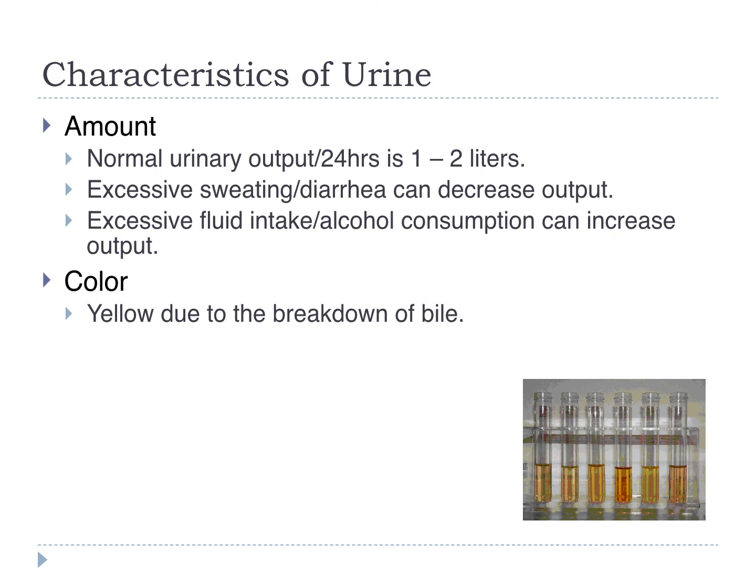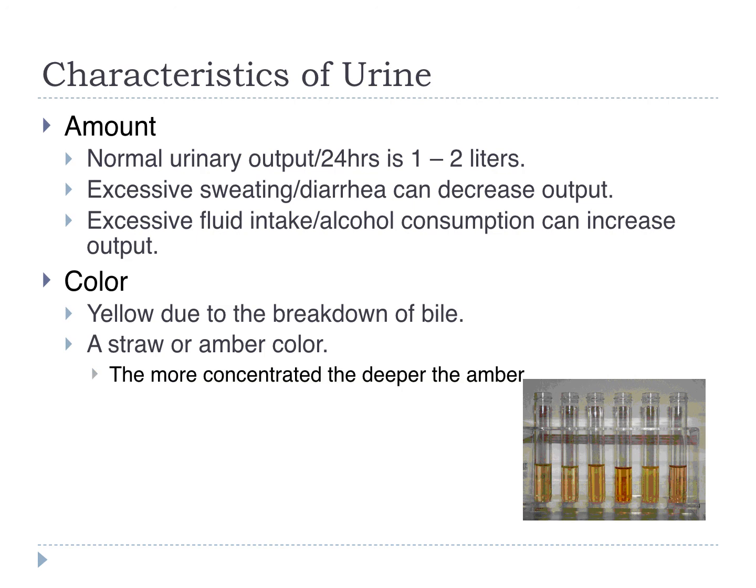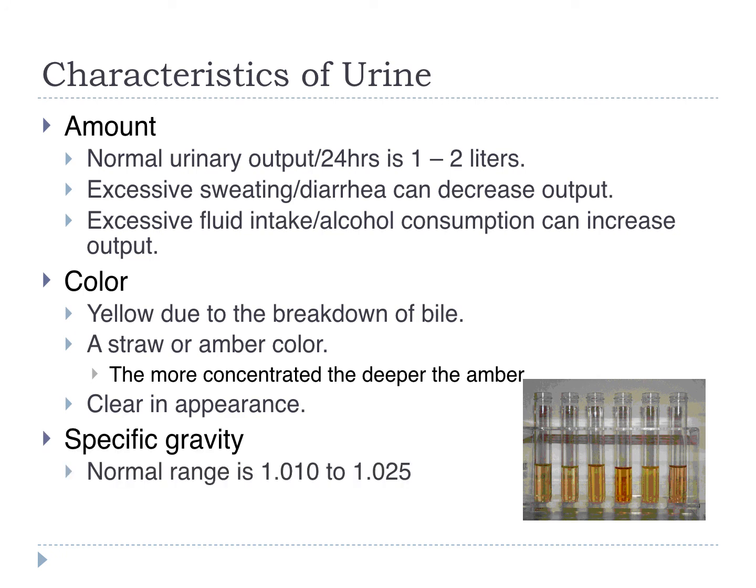Color. Color is typically yellow due to the breakdown of bile. In fact, it's normal. It's known as a straw or amber color, and it's more concentrated or more yellow depending on how much bile is present. It can be clear in appearance also if you are, again, very saturated in liquids. We also see specific gravity. The normal range is about 1.010 to 1.025, and this is simply a measurement of the dissolved materials in urine. So if you had a multivitamin that day, or you're really good about eating your dark leafy greens, you're probably going to get rid of more dissolved materials.